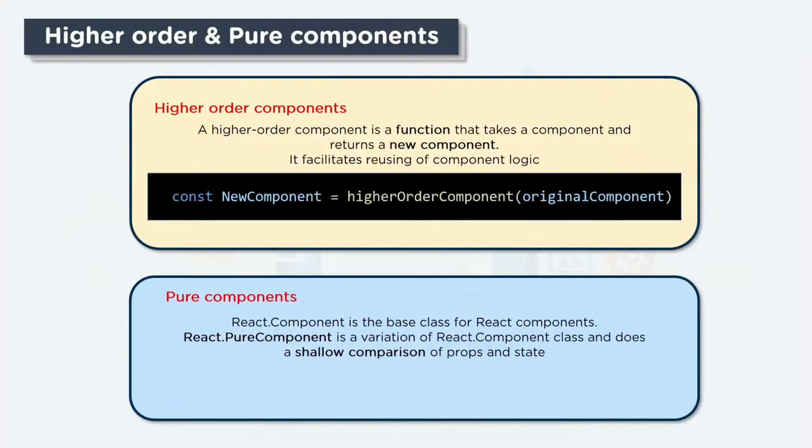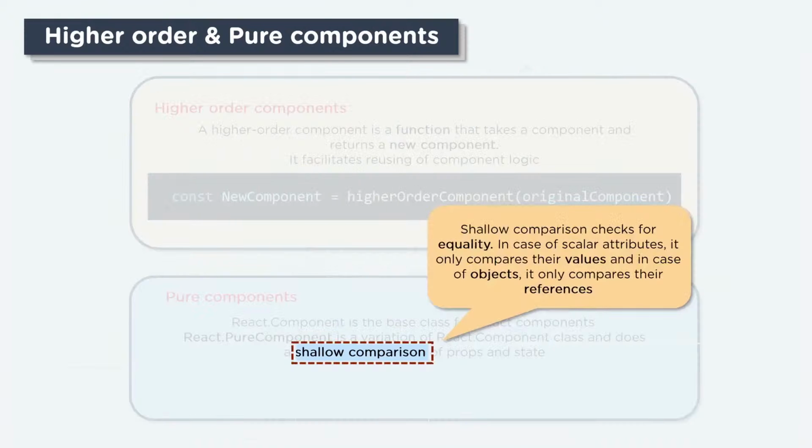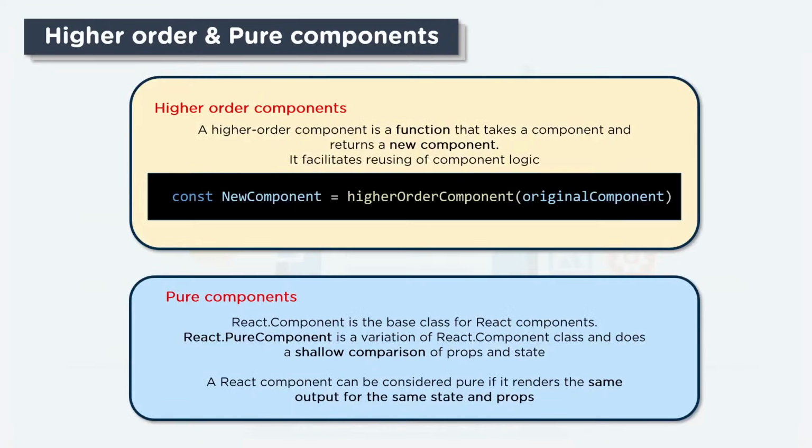Moving on, our next topic is pure components. Now, another way to create a class component is by extending PureComponent from React. A pure component avoids unnecessary re-renders. Now, how does it do it? It does not implement the shouldComponentUpdate method. Now, you'll learn about this method a little later in the video. Now, this method enables re-rendering of components to the DOM. But a pure component, on the other hand, ensures a shallow comparison of state and props and checks if a re-render is actually necessary. Only then does it render to the DOM. A React component can be considered pure if it renders the same output for the same state and props.